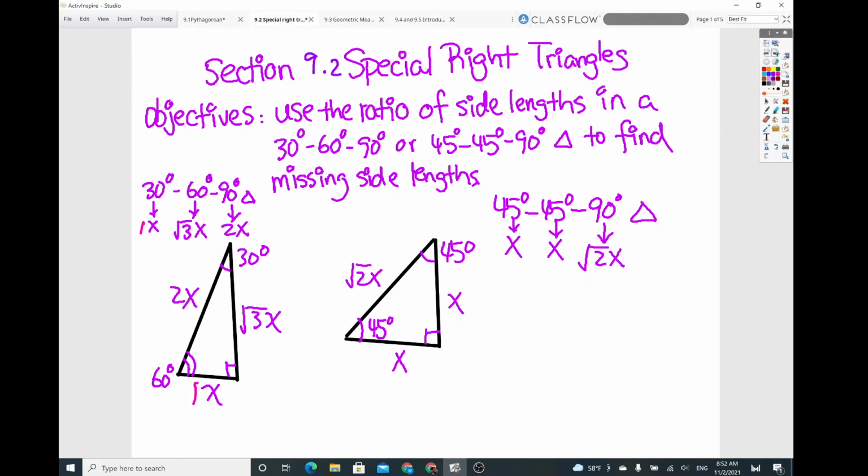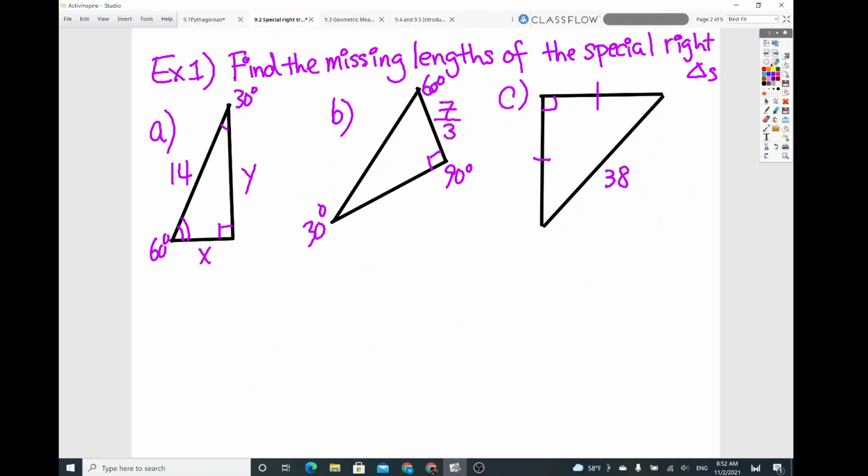Okay, now let's look at some examples. Find the missing lengths of the special right triangles. The first one is a 30-60-90 triangle. The segment corresponding to 30 degrees is 1x, which we don't know yet, and the medium side, corresponding to the 60 degree angle, is y. How do we solve for x and y? One thing we notice is that the longest leg, the hypotenuse, is given already: it's 14.